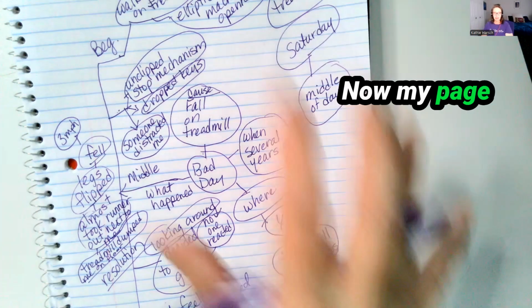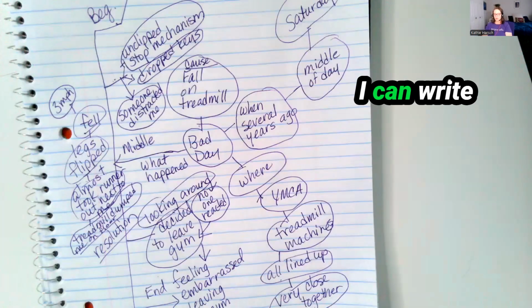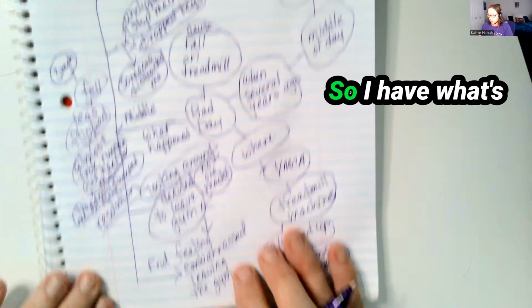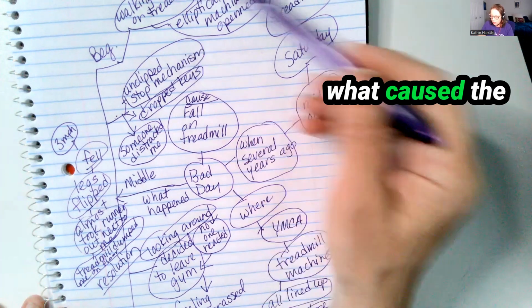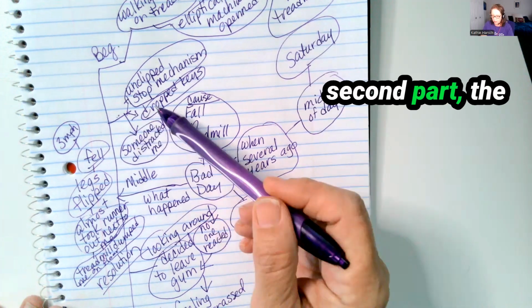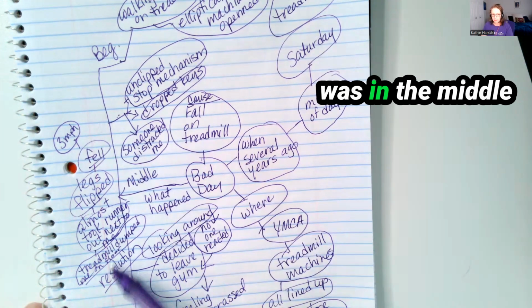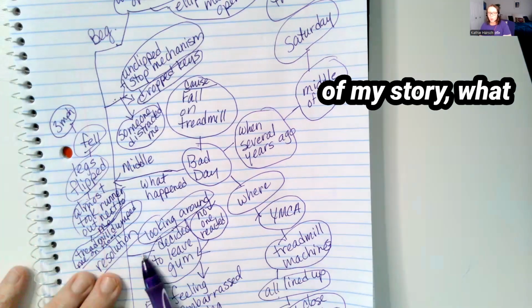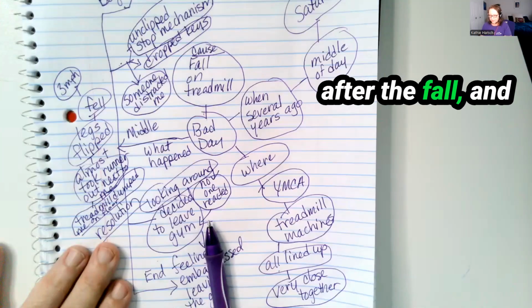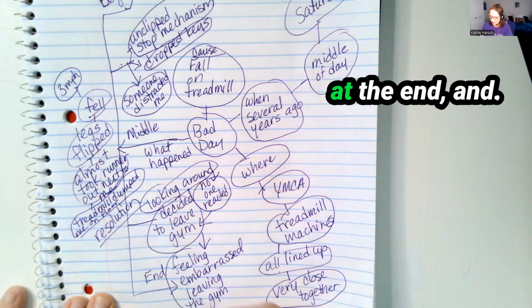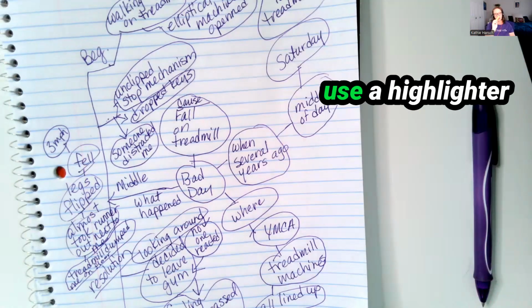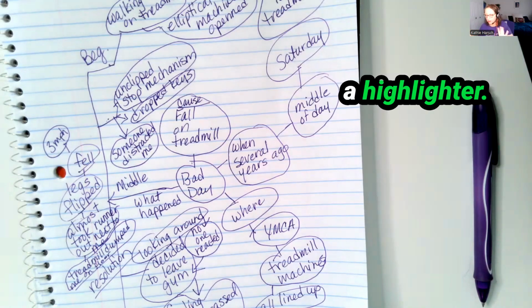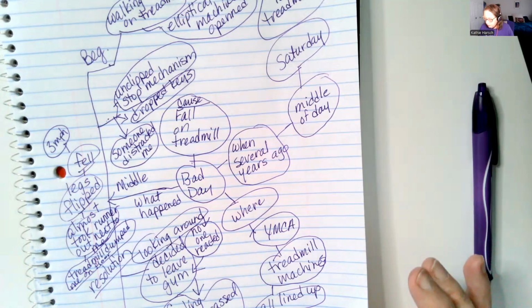Now, my page is full of ideas. I can write from this. So I have what's going to happen in the beginning, what caused the fall, which is the second part, the fall itself, which was in the middle of my story, what happened directly after the fall, and then how I felt at the end and leaving. Now, I'm going to use a highlighter so that you can see better, but you don't have to use a highlighter. I just am.